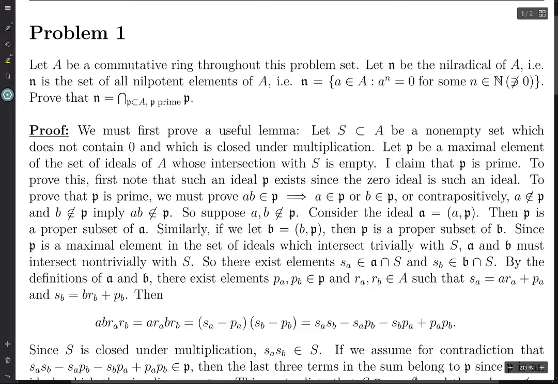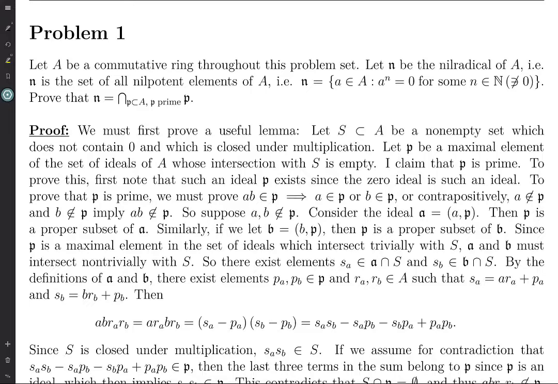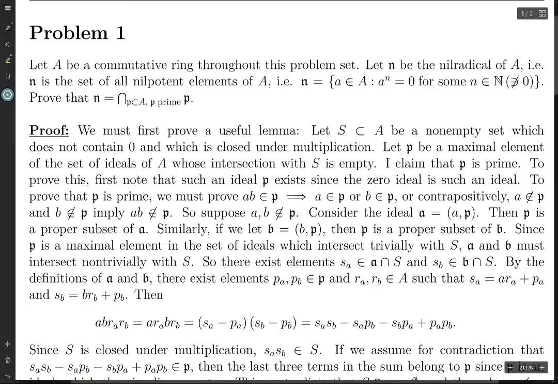Alright, so we have an ideal which properly contains P. Similarly, if you let fancy B be the ideal generated by B and fancy P, then again fancy P is an ideal which is a proper subset of the ideal fancy B. Alright, so P is a maximal element of the set of ideals which intersect trivially with S.